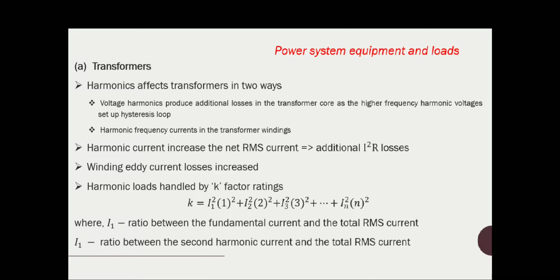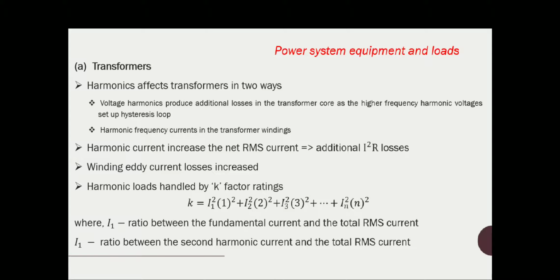This harmonic load can be handled by a factor known as the K factor rating. One method by which a transformer may be rated for suitability to handle harmonic loads is the K factor rating. The K factor rating is equal to the sum of the squares of the harmonic frequency currents, expressed as a ratio of the total RMS current, multiplied by the square of the harmonic frequency numbers.